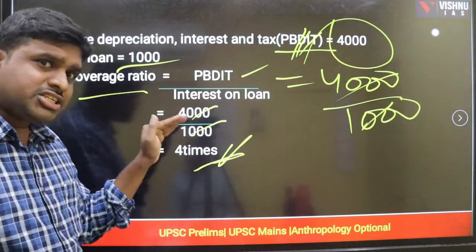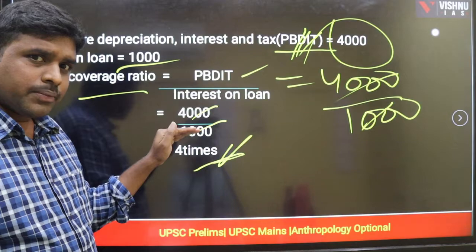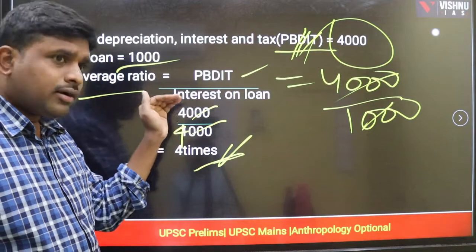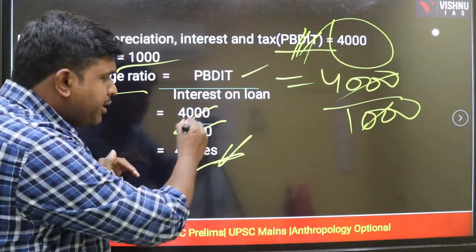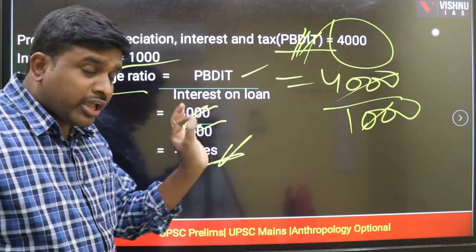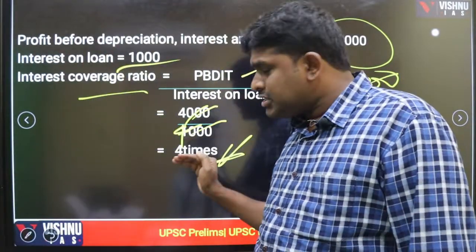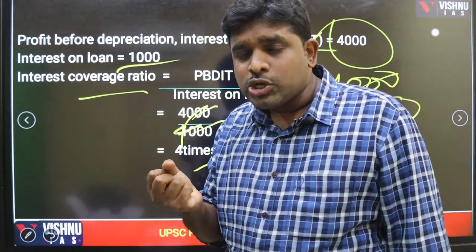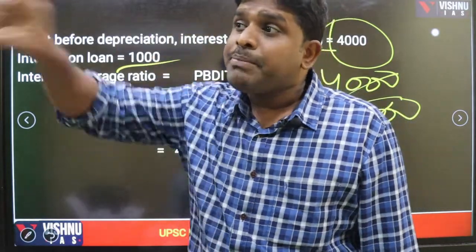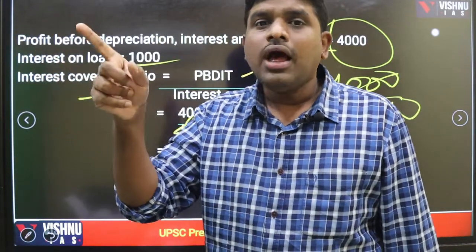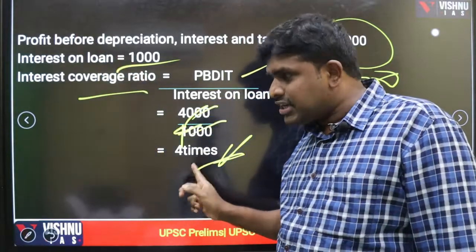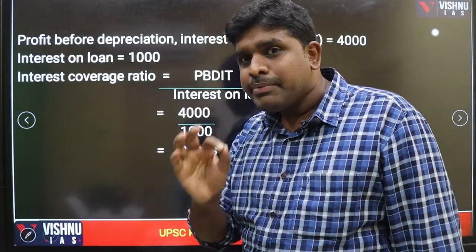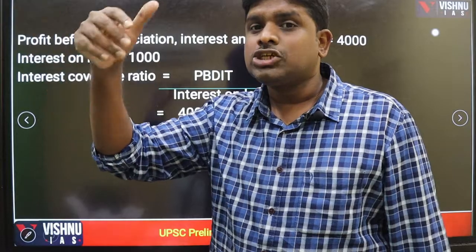If the interest is more, and the tax is also more, and the profit is low, then the number of times will be reduced. So the interest coverage ratio shows how much of the amount is left with the firm so that they can pay the loans and the interest to the banking sector. If this interest coverage ratio is more, it means they have the capacity to pay back the loan.